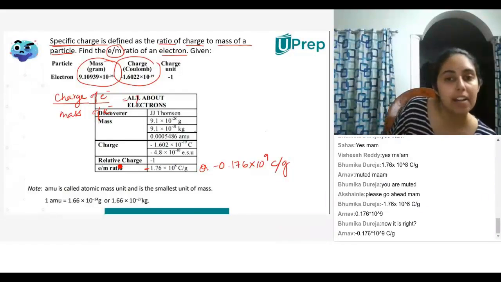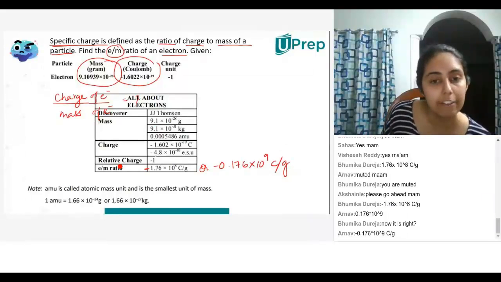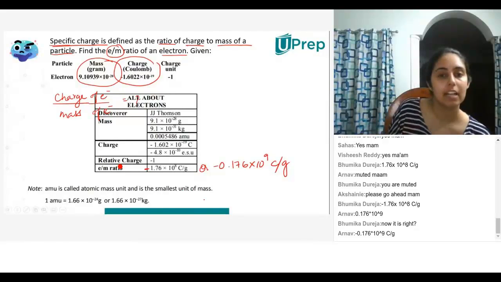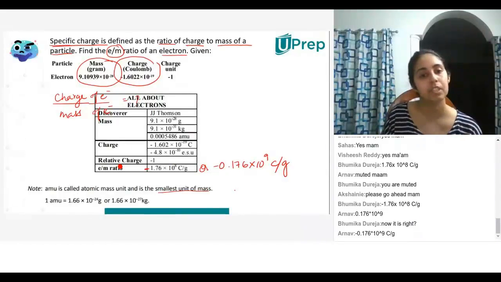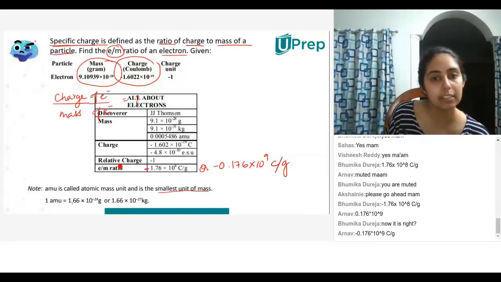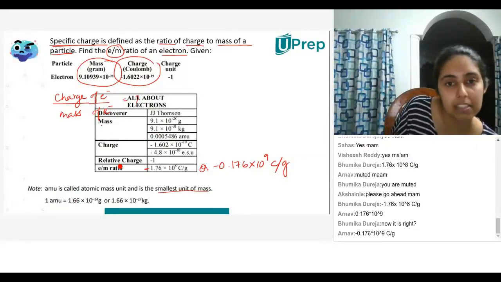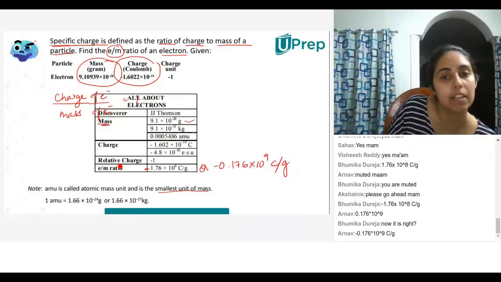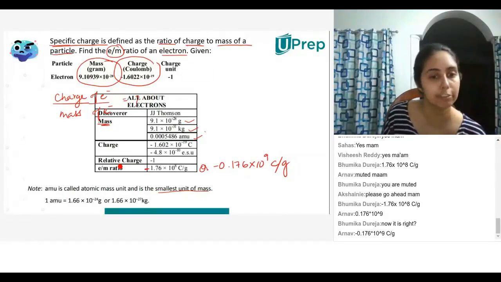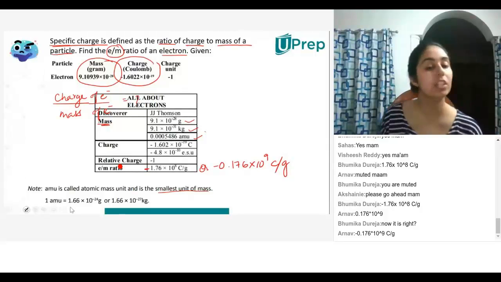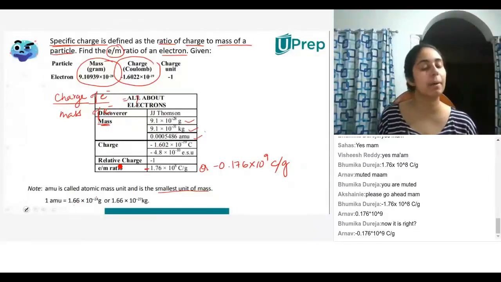So we have the mass, we have the charge, we have the unit charge, we have the E by M ratio. And AMU is called the atomic mass unit, and it is the smallest unit of mass. If you are wondering what this mass is, I've represented it in grams, kilograms, and AMU. 1 AMU is equivalent to 1.66 into 10 to the power minus 24 grams.